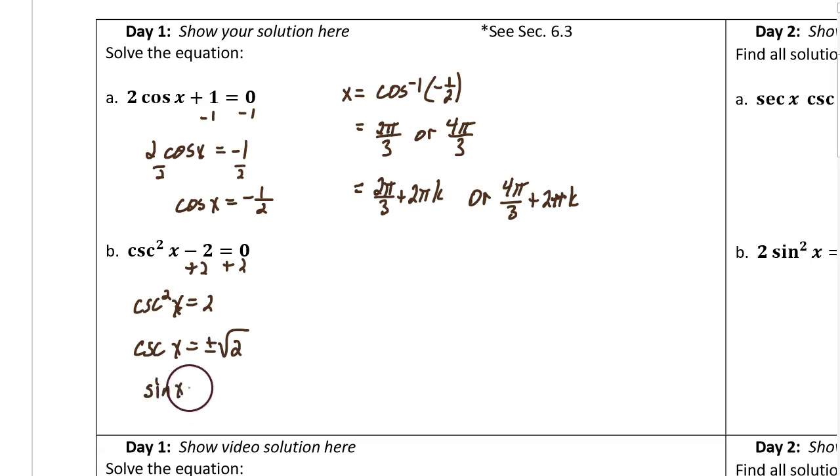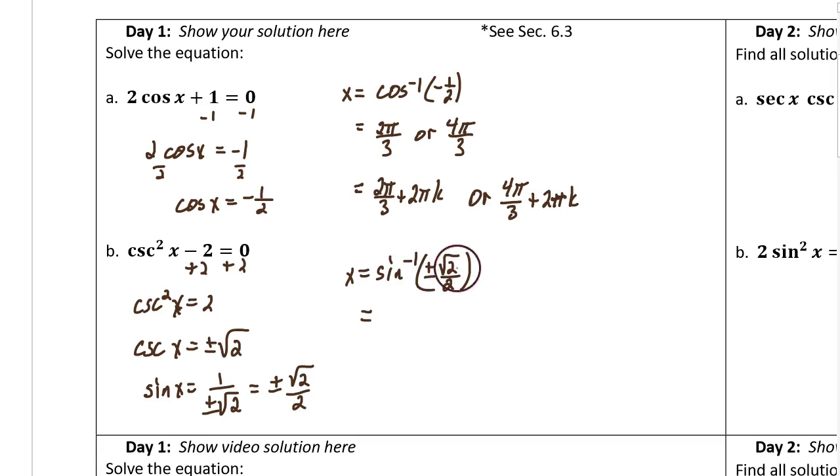The sine of x is equal to the reciprocal of this, which is 1 over plus or minus the square root of 2. Now let's rationalize this. This makes the square root of 2 all over 2. Now we can do inverse sine to remove the word sine and get the x alone. So we're going to have x equals the inverse sine of positive or negative square root of 2 over 2.